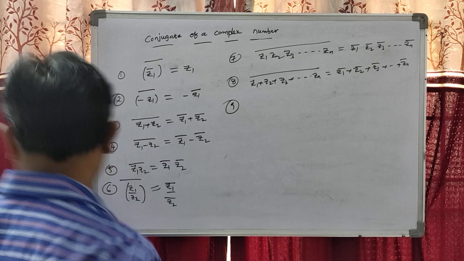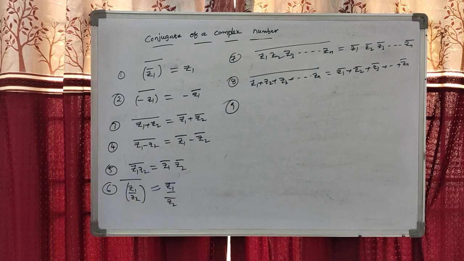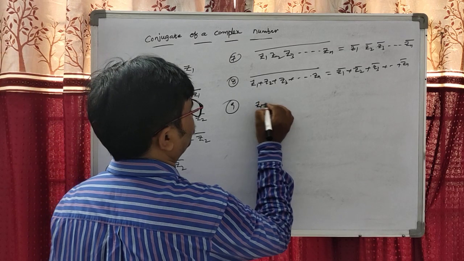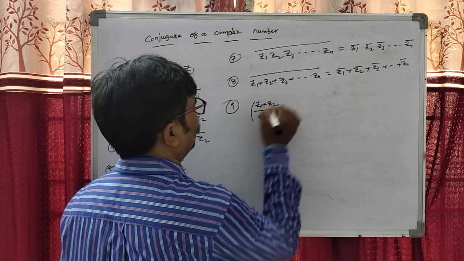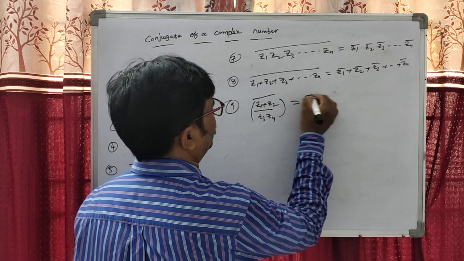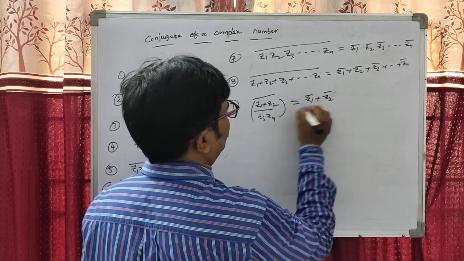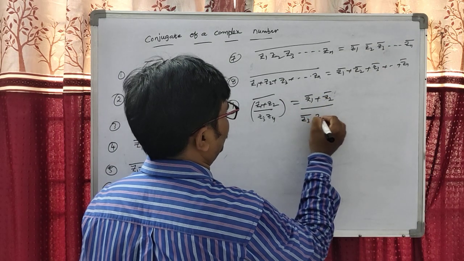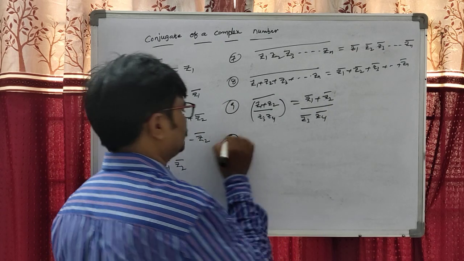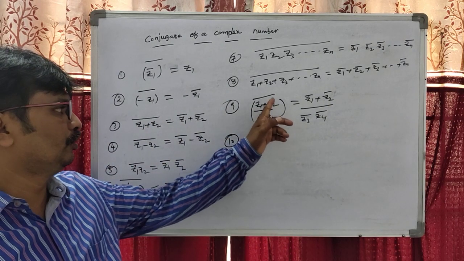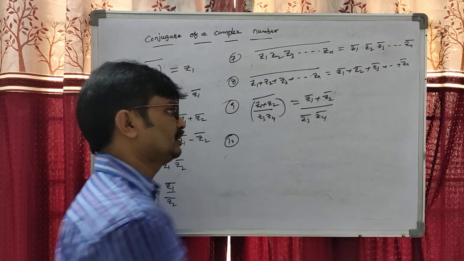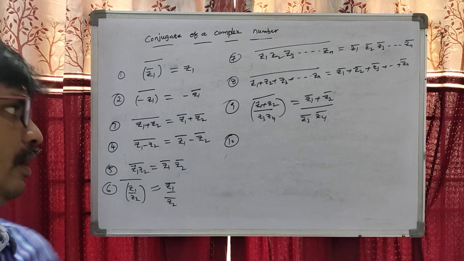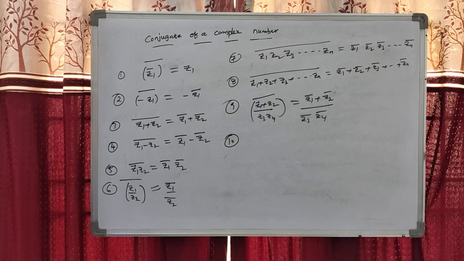Now the ninth property, students: ((z1 plus z2) upon (z3 z4)) whole bar. How can you write it? (z1 bar plus z2 bar) by (z3 bar into z4 bar). Are you understanding, students? The conjugate of (z1 plus z2) upon (z3 z4) is (z1 bar plus z2 bar) upon (z3 bar into z4 bar).